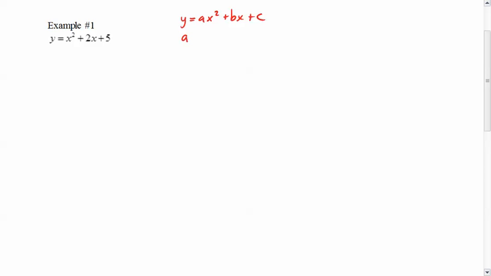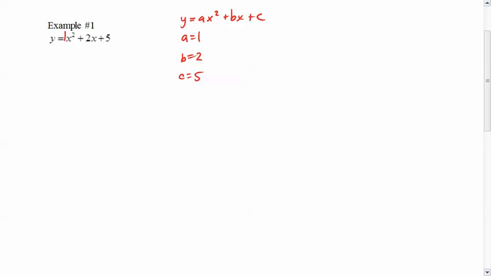We can see that a, being the number in front of the x squared, well, we don't see one there, which means it has to be 1. It can't be 0, because 0x squared would mean that we don't have the x squared there. So therefore a has to be 1. B is the number in front of the x by itself, which is 2. And c is the constant at the end, so 5.